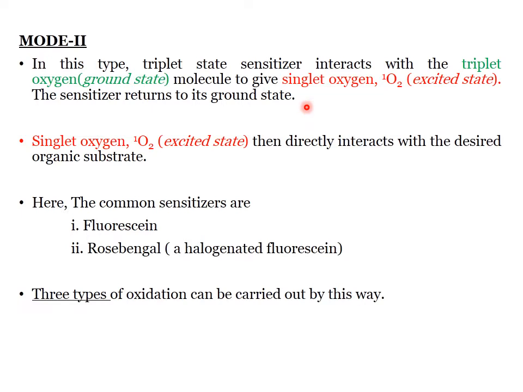So this mechanism we already know when we discussed photodimerization reaction. So excited state oxygen then directly interacts with the desired organic substrate, whatever the substrate you are going to take, it will interact and it will give the product.